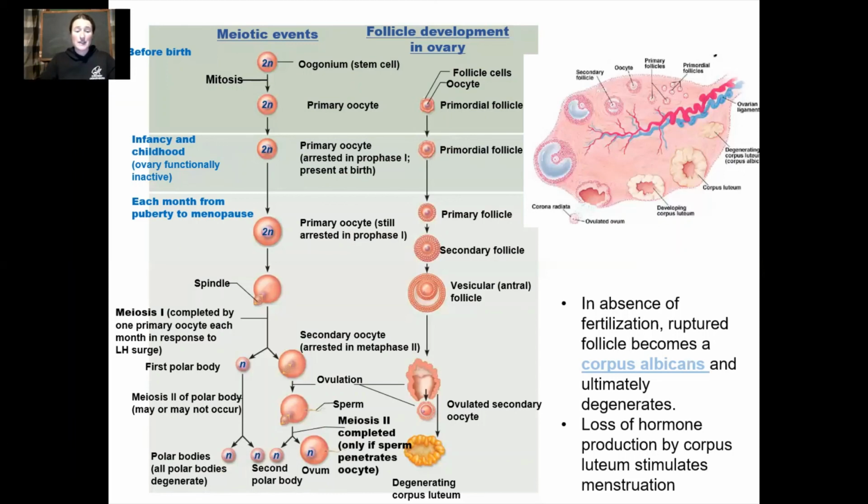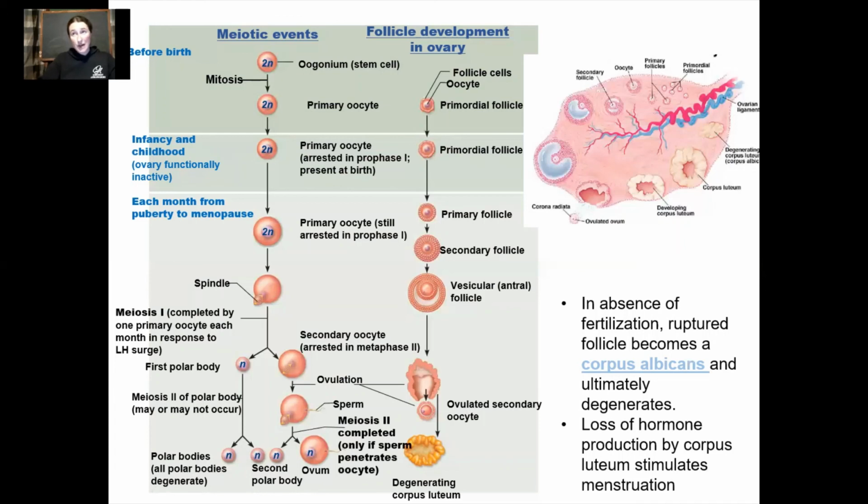Now, the follicle that's left behind doesn't just go away. It's going to be converted into the corpus luteum, which is going to continue secreting estrogen and progesterone throughout the next approximately 10 days, okay, unless there is a fertilized egg. Okay, we'll get into that here shortly. So the corpus luteum continues to maintain the endometrium and possibly the embedding or implanting fertilized egg.